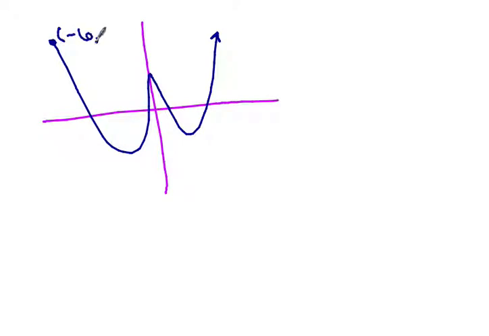So let's call that -6, 5. And let's call this x-intercept at -5. And we'll call this minimum down here at -3, -4. And we'll grab this maximum up here. We'll call that point 0, 3. And then down here at the minimum, we'll call this 2, -3. And then that's going to go off to forever.